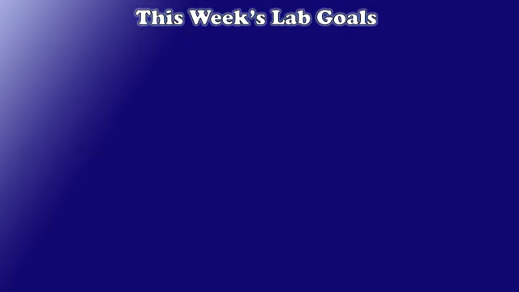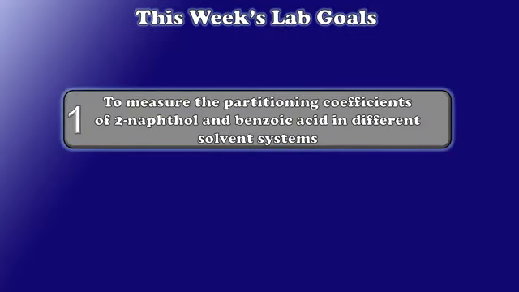So now that we've covered how and why partitioning of organic compounds happens between two immiscible liquid phases and the effect that pH can have on that, in the lab this week we're going to try to determine the partitioning coefficient for two different compounds in two different systems. Our goals will be to measure the partitioning coefficients of 2-naphthol and benzoic acid when washed with two different pH aqueous solutions. So you will have one of these two compounds assigned to you and your partner will have the other, and you will determine their partitioning coefficients in two different systems.